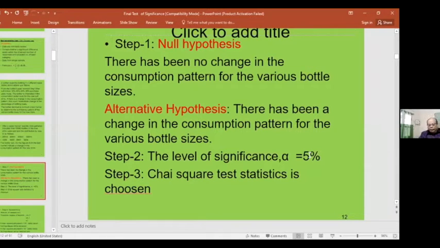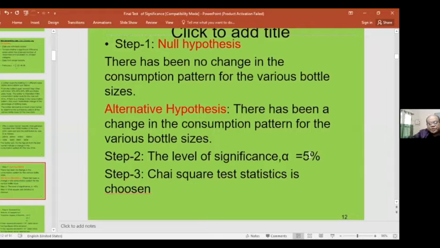So alpha 5% means making a mistake of 5% out of 100. Up to that is admissible. Even your friends commit a small mistake, acceptable. But when you make more mistakes, then you say enough is enough. Likewise, up to what level are you going to accept the error? So up to 5% error is acceptable.